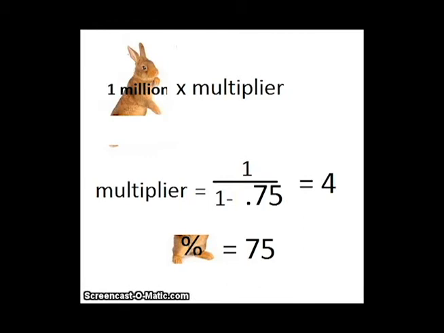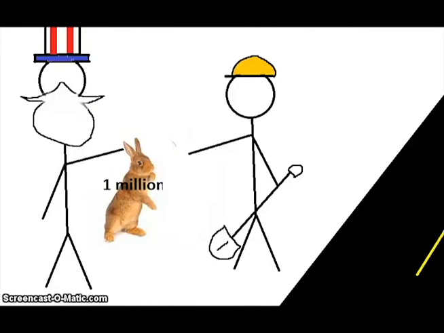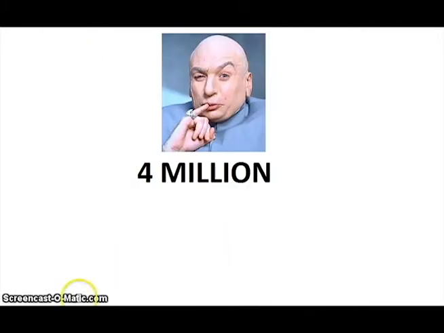Now, we take the 4 and we times it by the initial $1 million. From here, we now know that this $1 million transaction has now created $4 million of additional income.